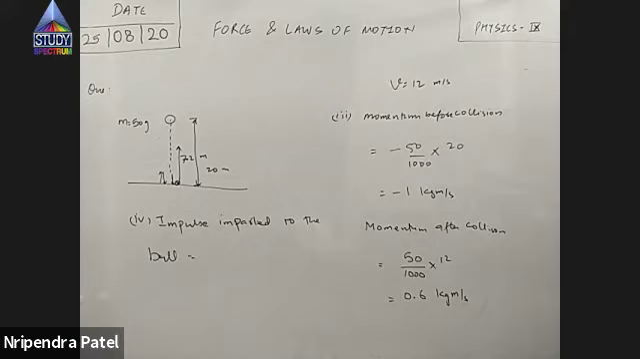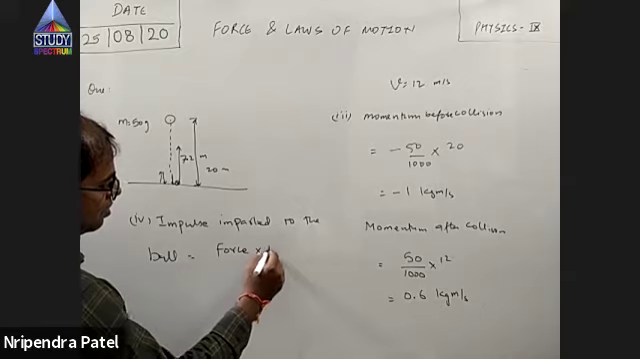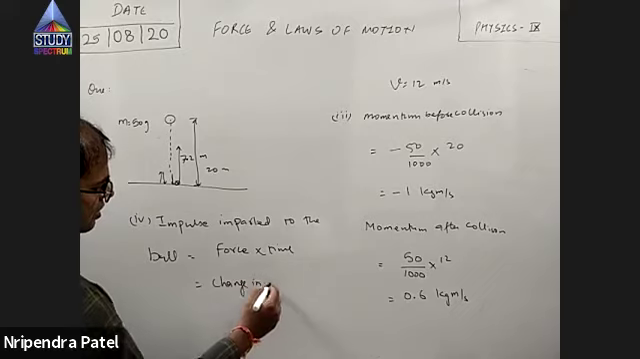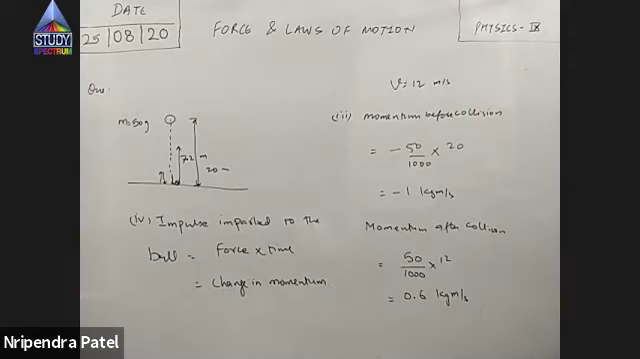Impulse was force into time or change in momentum. Impulse was force into time of impact, or can also be written as change in momentum. Right. So impulse is force into time or change in momentum. So what is change in momentum of the ball?